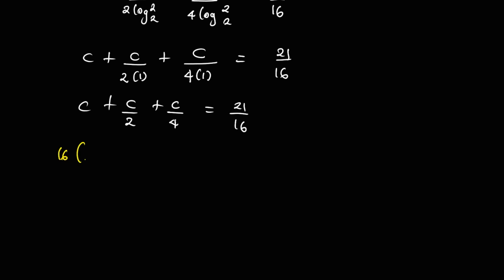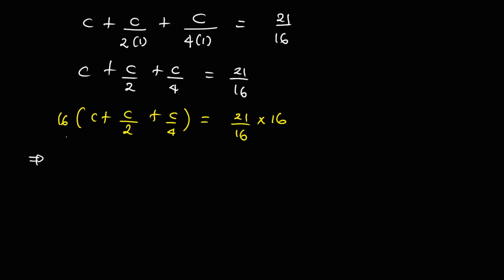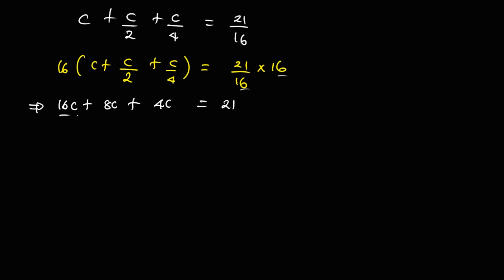We have 16 times c plus c divided by 2 plus c divided by 4 equals 21 over 16 times 16. This implies that we will have 16 times c, that's 16c, plus 16 times c over 2, that's 8c, plus 16 times c over 4, that's 4c, and this should equal 16 divided by 16 will remain with 21. So 16 plus 4, that's 20, and 20 plus 8, that's 28. So I have 28c, and this equals 21.